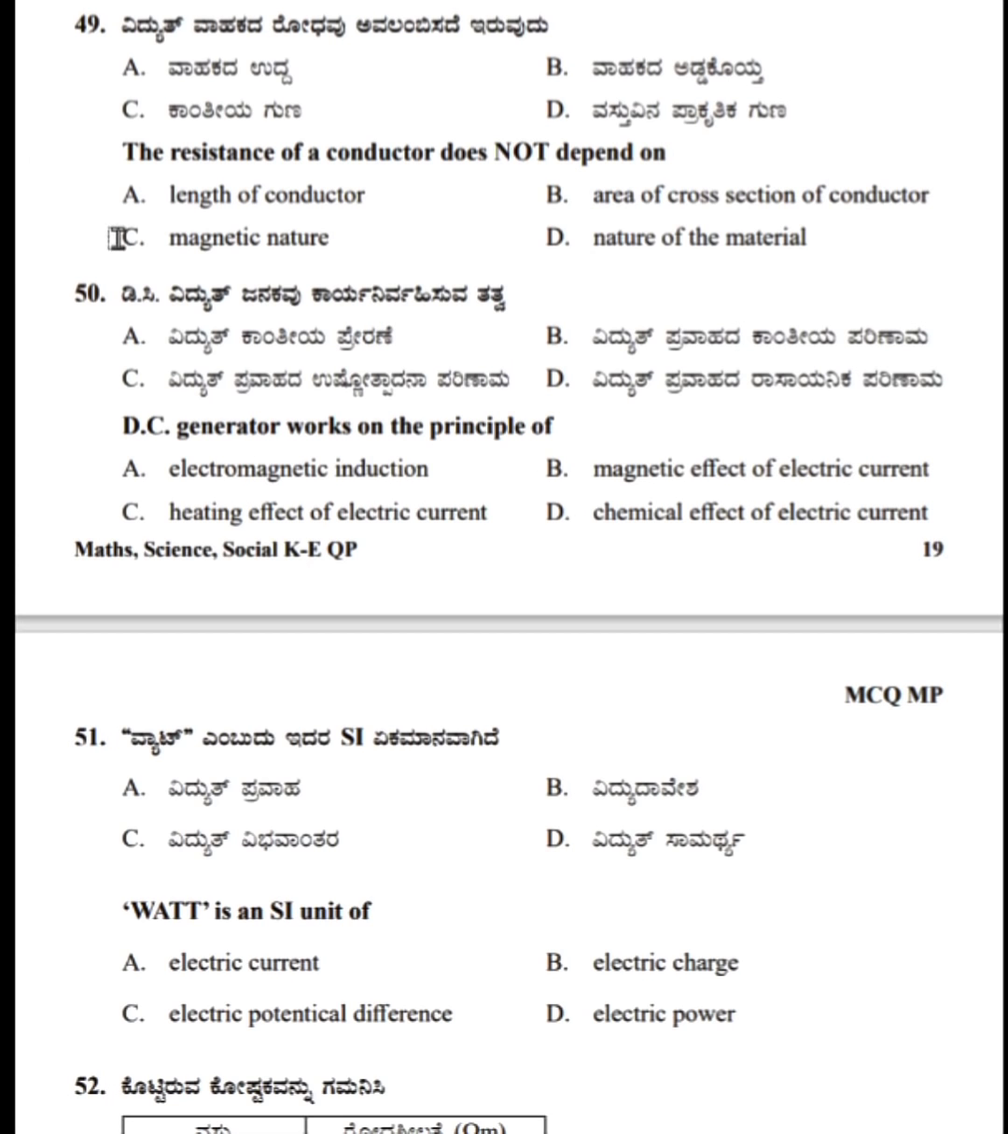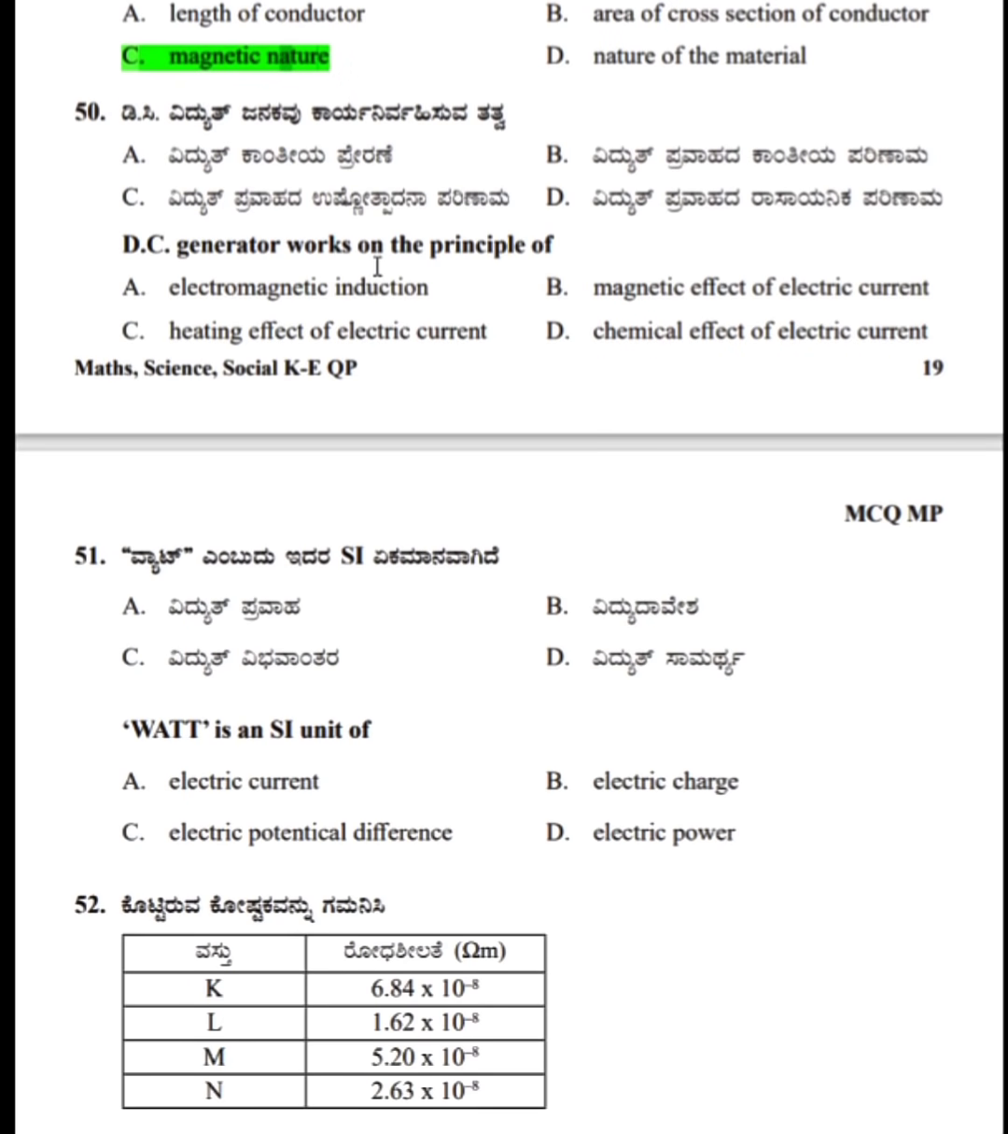Question 49. The resistance of a conductor does not depend on magnetic nature. The resistance of conductor does not depend on its magnetic nature. Therefore, the correct answer is option C, magnetic nature. All the other options, the resistance depends on it. Therefore, the correct answer is option C.